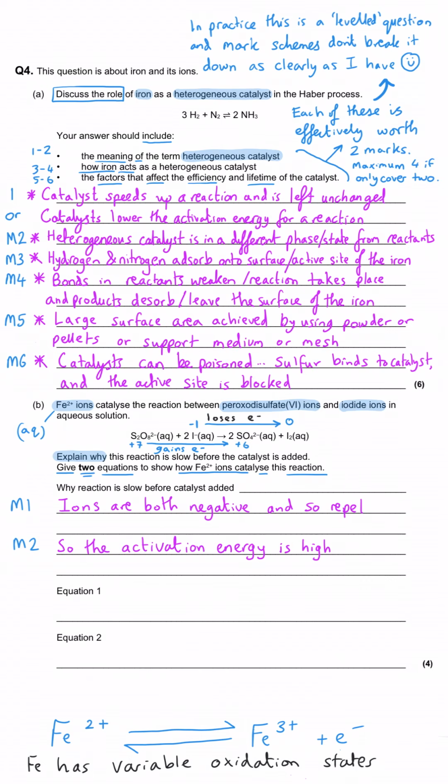And in terms of the equations that we write, we need to show the Fe2+ reacting with the peroxodisulfate. Remember, each of those sulfurs needs to take 1 electron, so that means we're going to need 2 Fe2+ to do this, and we're producing 2 sulfate ions and therefore 2 Fe3+ ions.